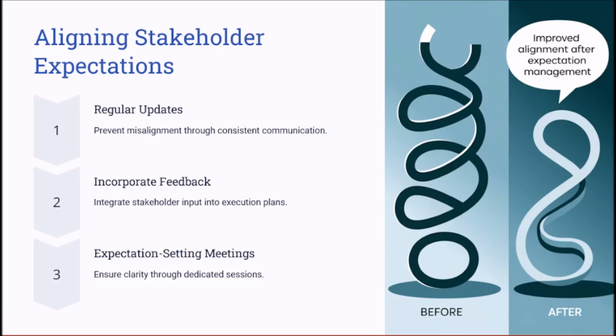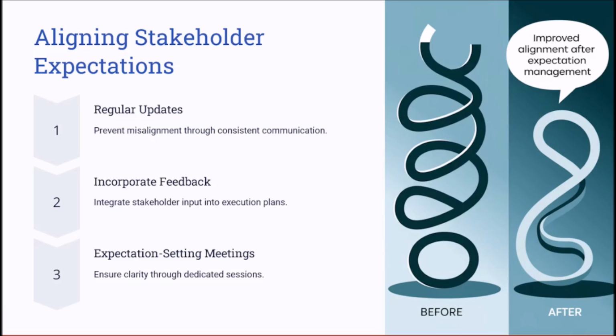The last point here we have is expectation setting meetings to ensure the clarity. So when you align the stakeholder expectation with the project objectives, ensure that you set realistic and measurable objectives, and ensure that your stakeholders are well aligned with these expectations. Sometimes these stakeholders might expect things that cannot be done through the project itself, and you may need to negotiate and discuss the trade-offs to ensure their expectation is realistic compared to the project goals and objectives.